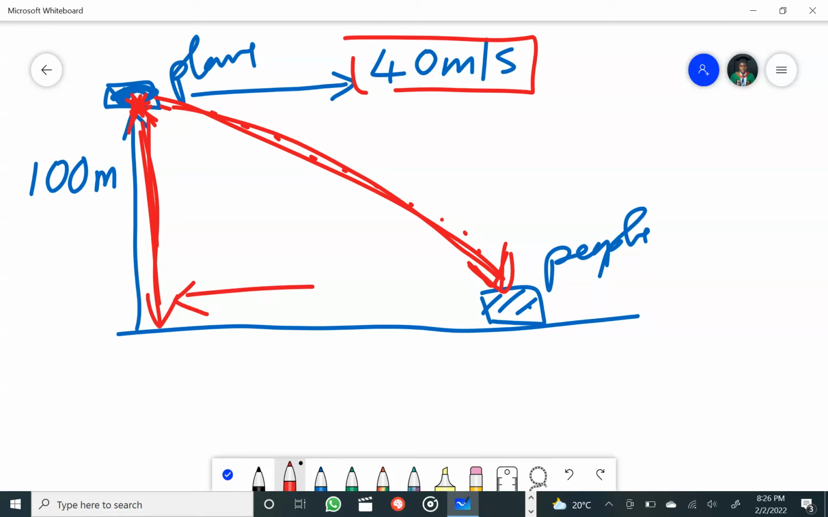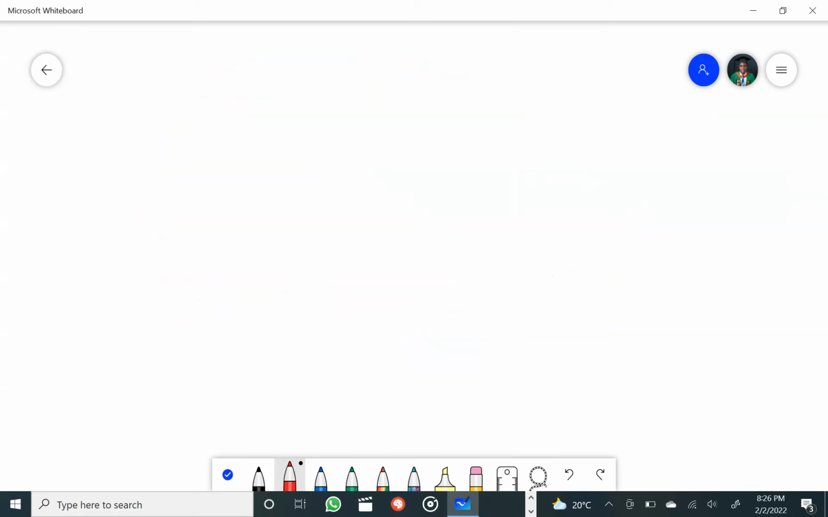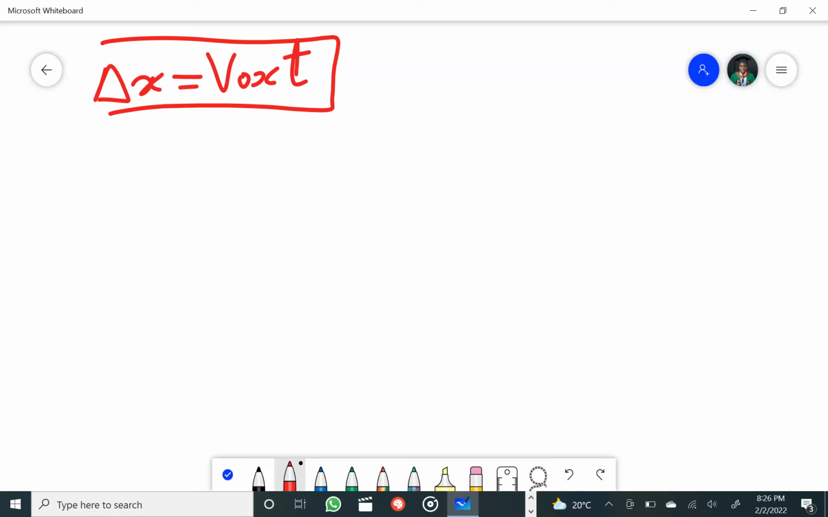What did I call this? I called this the range. So we are finding the range. And what is the range? The range is simply displacement. The range is just displacement in the x-axis. So it's the velocity in the x-axis. That's the range. So you're just multiplying time and the horizontal aspect of the velocity.